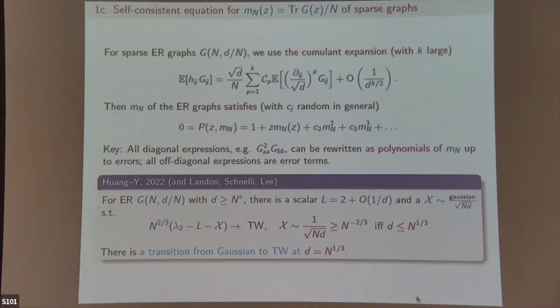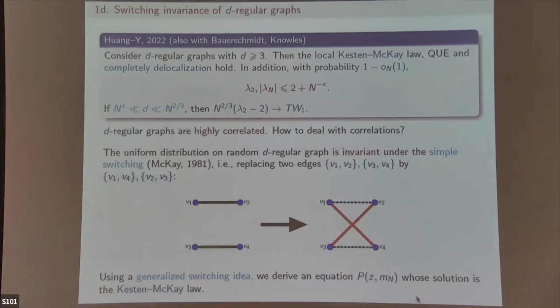Yeah. And so this is for the Erdős–Rényi graph, and now for the d-regular graph, we use the switching idea. Without using this switching idea, we cannot prove anything in this problem. So everything we prove in the d-regular graph depends on the switching idea.